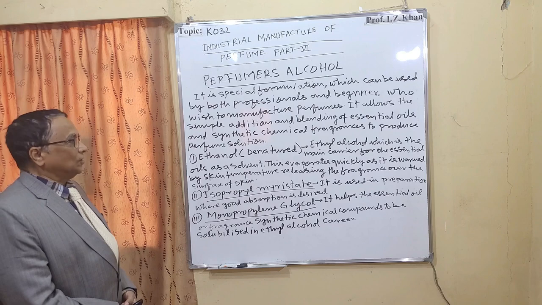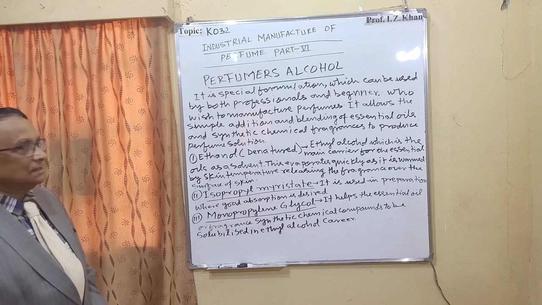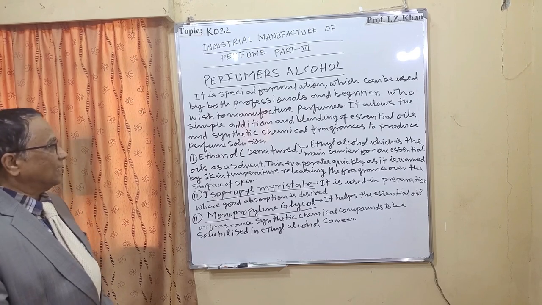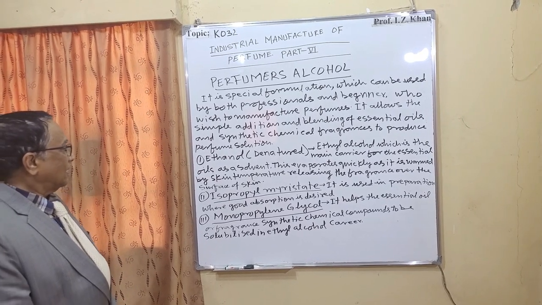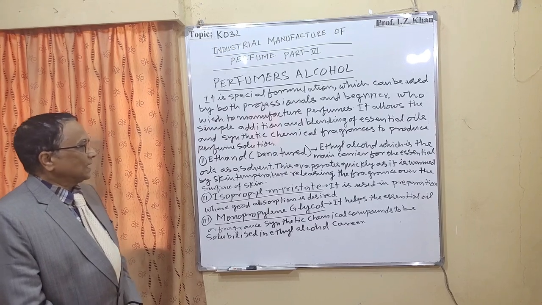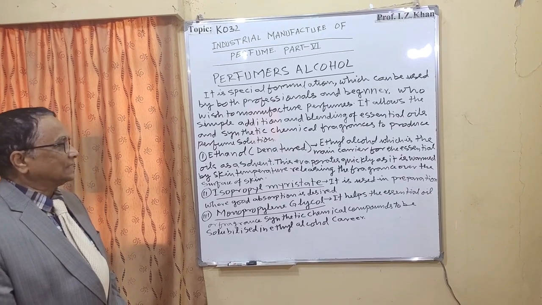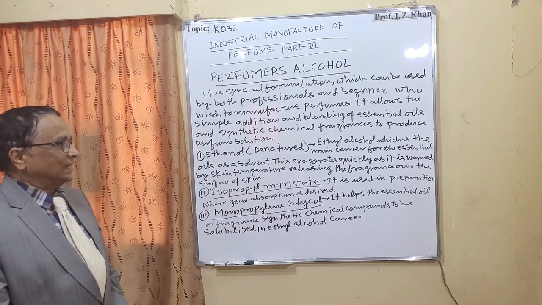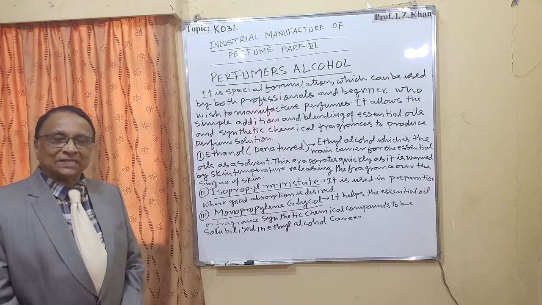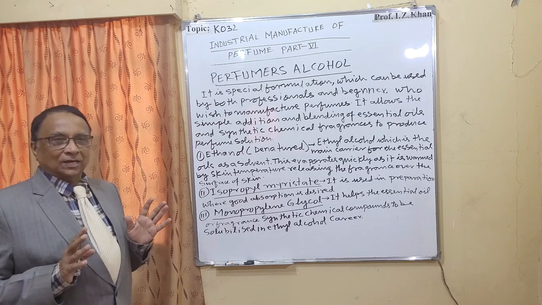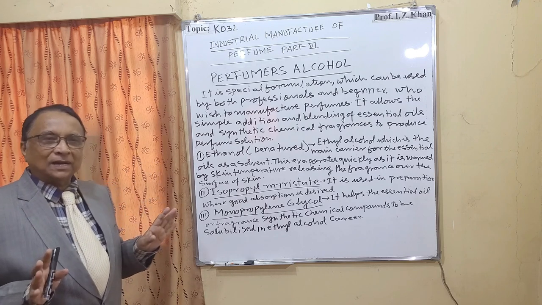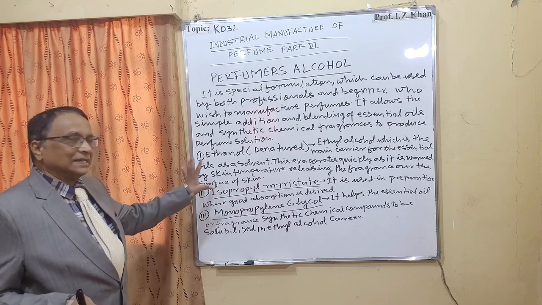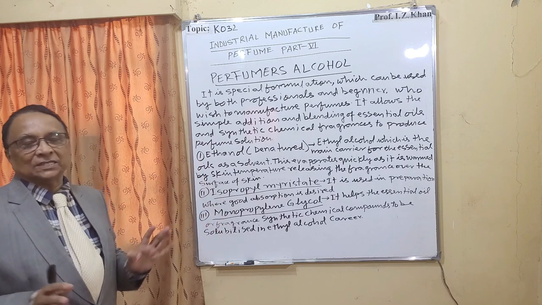First is ethanol, that is denatured ethyl alcohol, which is the main carrier for the essential oil as a solvent. This evaporates quickly as it is warmed by skin temperature, releasing the fragrance over the surface of the skin. That's why ethyl alcohol is very popular, and in 95-98% of industries, in any form, ethyl alcohol is used as a solvent.